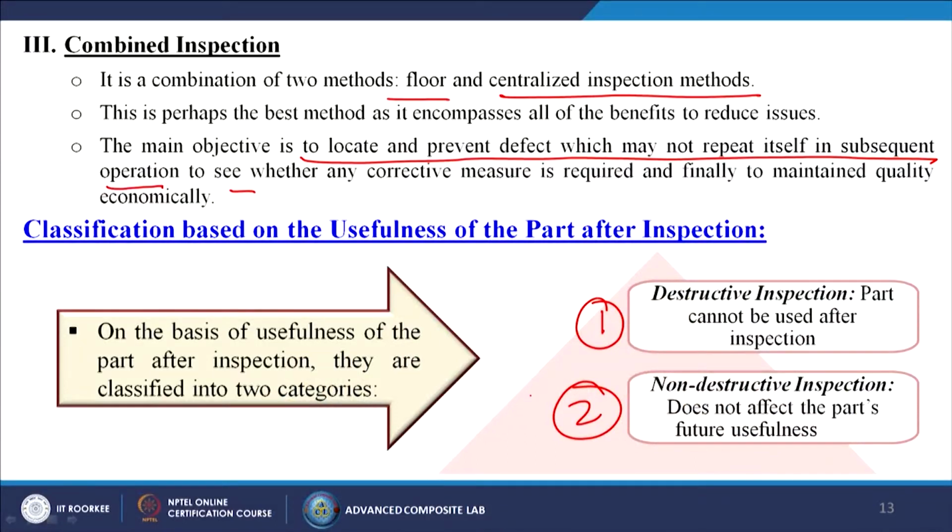And the second one is called the non-destructive inspections. From the name itself you can understand that we can measure the parts, its dimensions and everything, but without harming that particular material's properties, and the inspection does not affect the part's future usefulness.